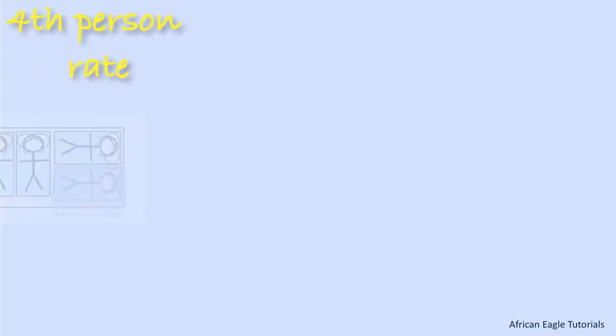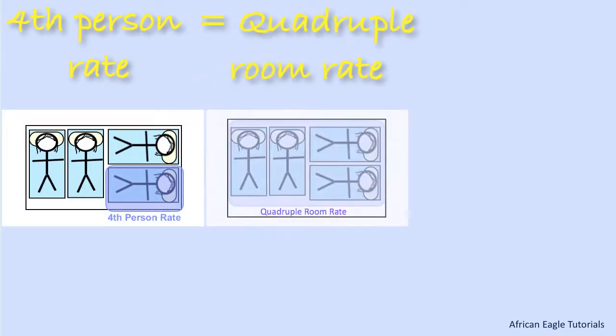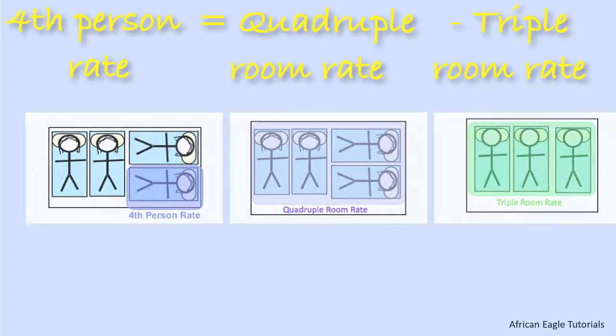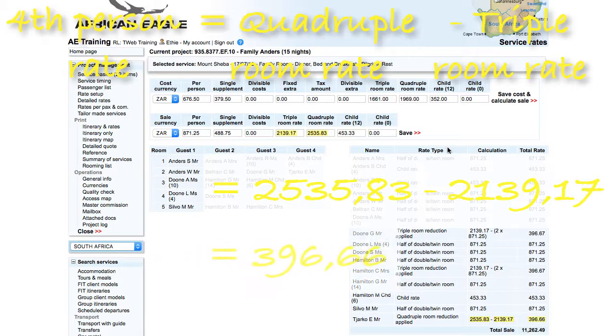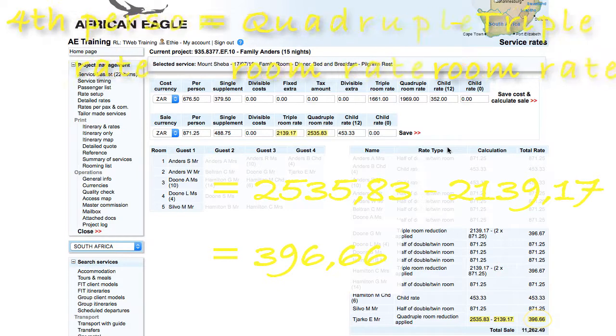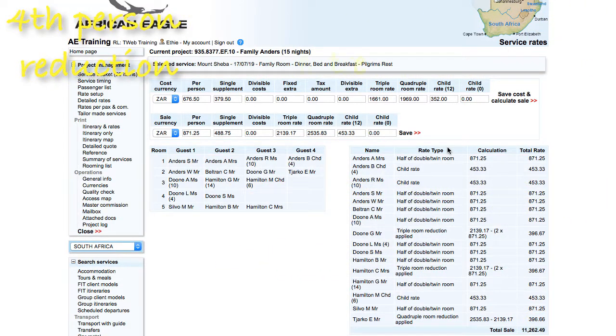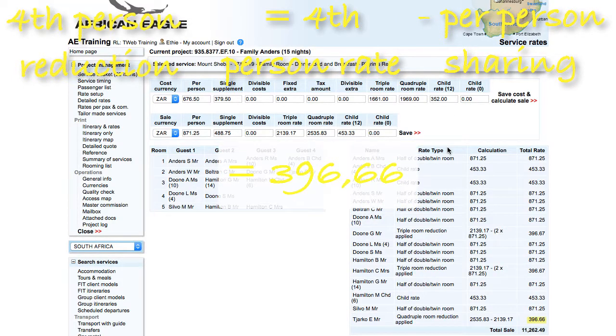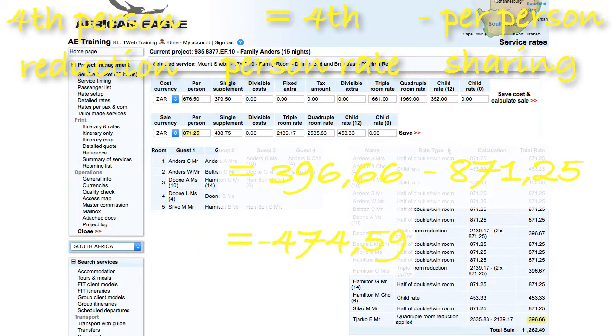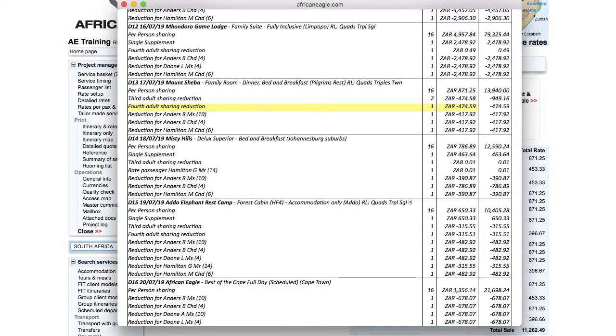For the fourth person, first calculate the fourth person rate as quadruple rate minus triple room rate. For example, 2535,83 minus 2139,17 equals 396,66 as shown on the service rates page. The reduction for the fourth person is then calculated as fourth person rate minus per person sharing. For example, 396,66 minus 871,25 equals negative 474,59 as displayed on the detailed rates.